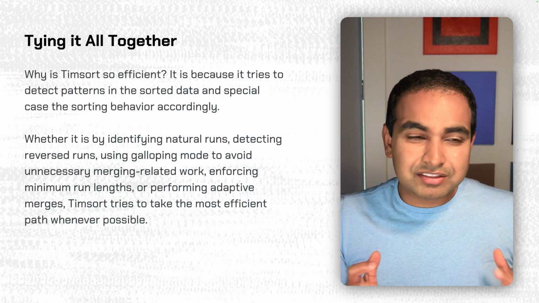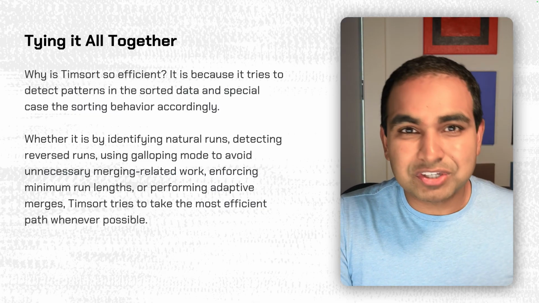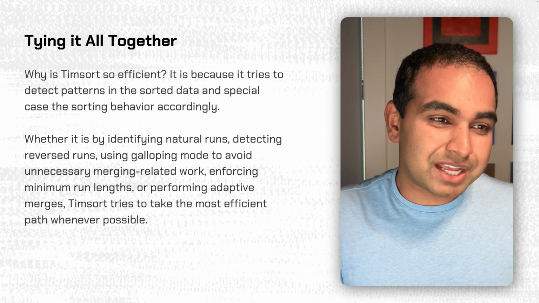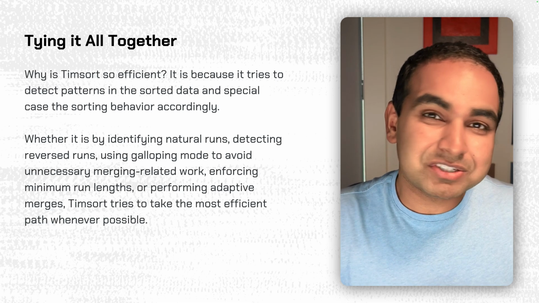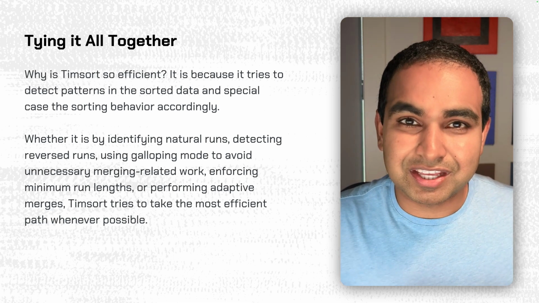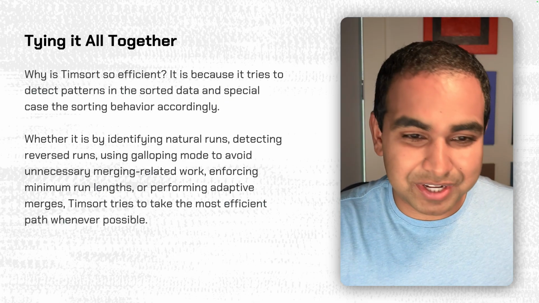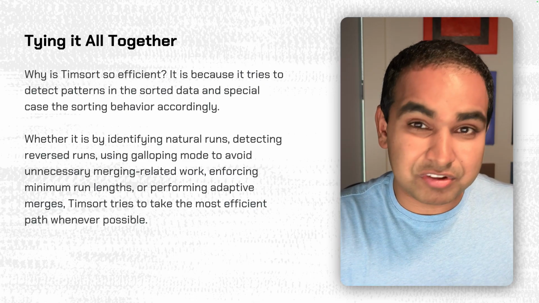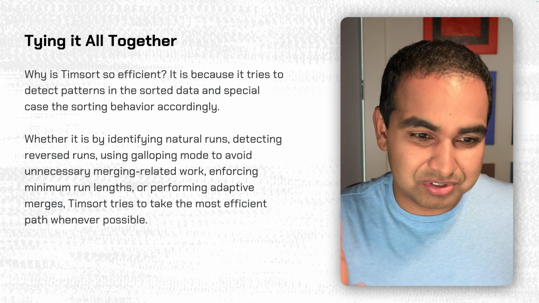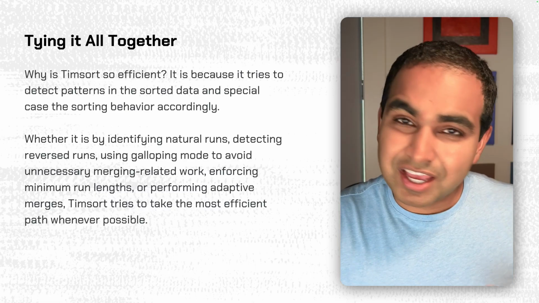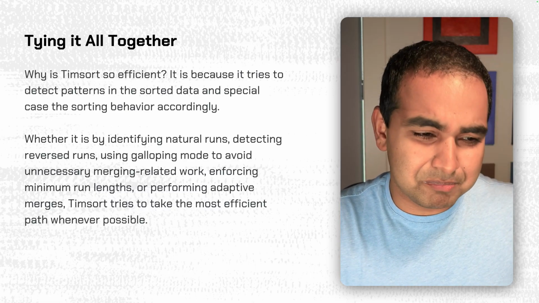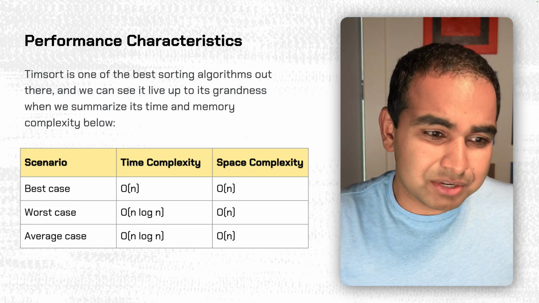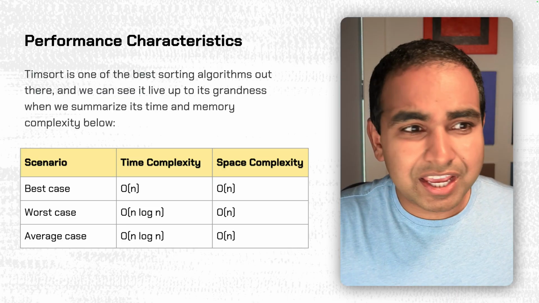And so when we tie all these optimizations together, we can answer the question, why is Timsort so efficient? It is efficient because it tries to detect patterns in the data and special case sorting behavior accordingly. And the patterns we've seen so far are the natural runs, being able to detect reversed runs, using galloping mode to avoid unnecessary merging work, enforcing minimum run length, using insertion sort directly as opposed to doing anything else, performing adaptive merges, and many other optimizations. But these are the big ones that I wanted to call out. Timsort tries to take the most efficient path whenever possible, and we can see that reflected in the performance characteristics.